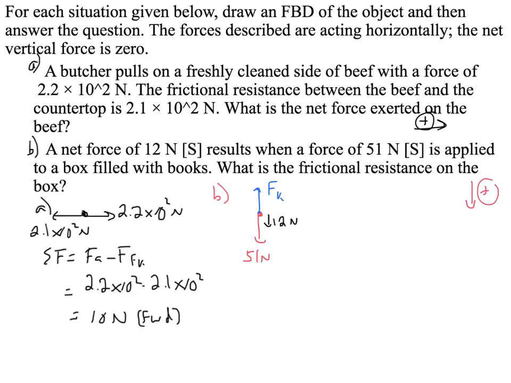What is the frictional resistance on this? Well, just like the previous question, F net, or the sum of the forces, is going to equal Fa minus Fk. We know the net force is 12 newtons. We know the force applied is 51 newtons, and we're going to subtract from that the force of friction. When you rearrange your equation, you get F kinetic friction equals 39 newtons.